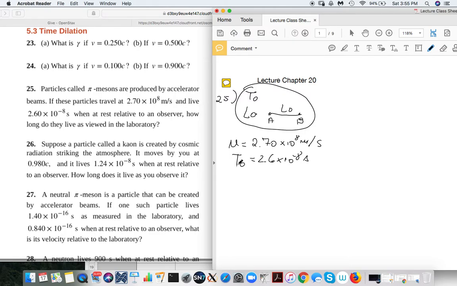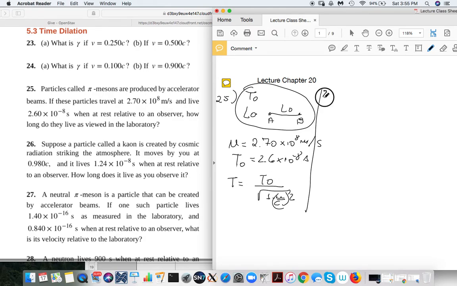How long do they live as viewed in the laboratory? Well, the laboratory is supposed to be somebody observing that event. It's like you guys in the laboratory, SA115, measuring meson particles. So we want to find t. t is equal to t naught, the proper time, divided by the square root of 1 minus u over c squared. Then you just plug in the numbers. This time here should be longer than the proper time.